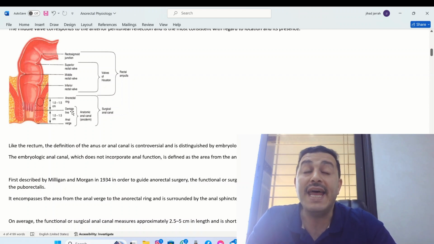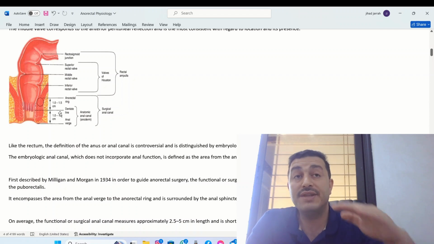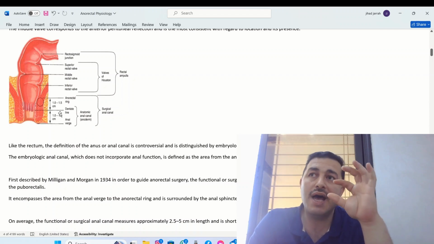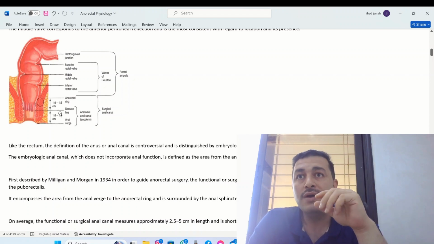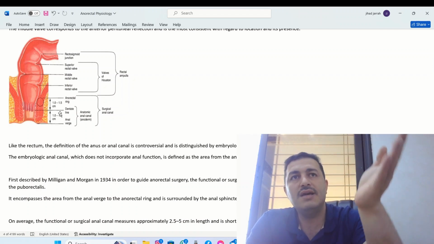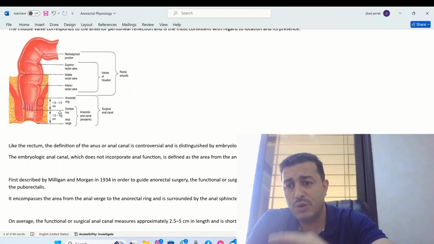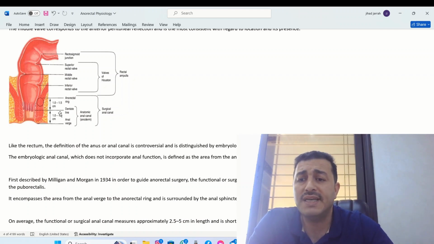We have the anatomical anal canal, which starts from the dentate line. We said that we have a transition zone from columnar epithelium to squamous epithelium. There are many differences above the dentate line and below it. We will review them, but here starts the anatomical anal canal, from the dentate line up to the anal verge.